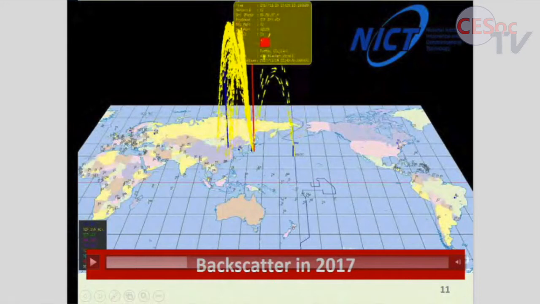And we captured this visualization one week ago in 2017. But recently, most of the backscatter, which is DDoS targets, are located in China, not the United States in this case. So very strange. But the trend of the DDoS is changing recently.